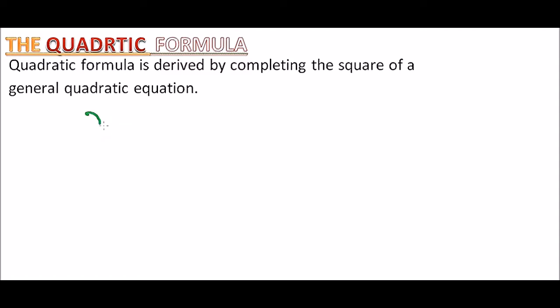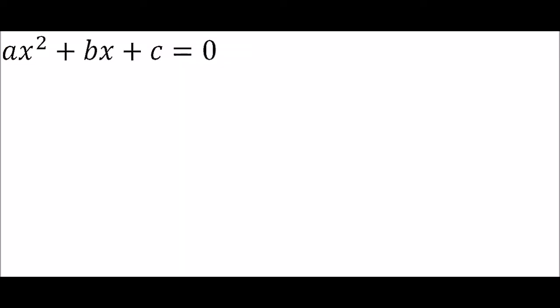A general quadratic equation is of the form ax squared plus bx plus c equals 0. So completing the square will give us the quadratic formula. So let's complete the square of this general quadratic expression and see what we get at the end of it. So this is a general quadratic equation. We make it a perfect square, so we take c to the right hand side.